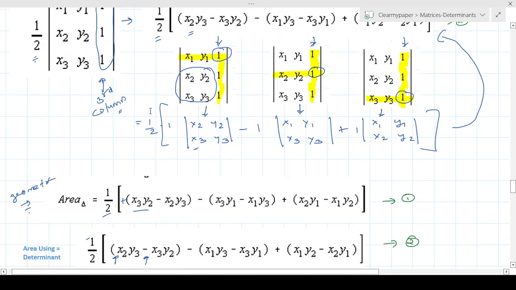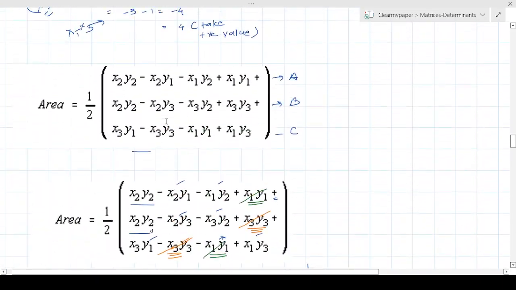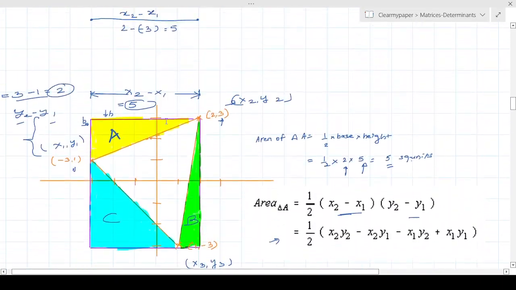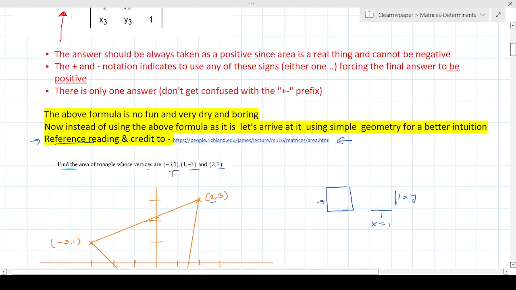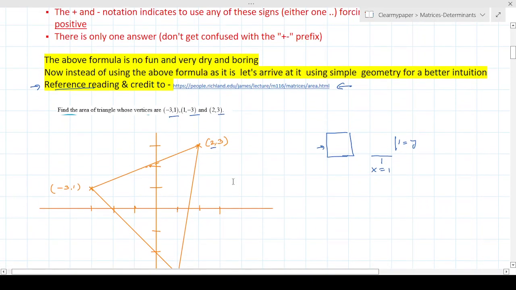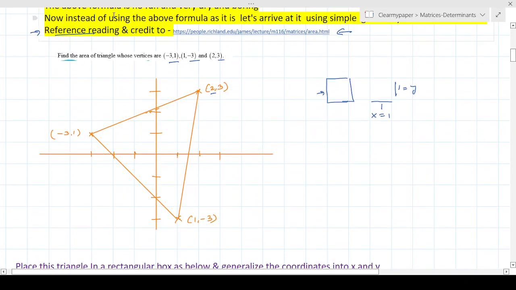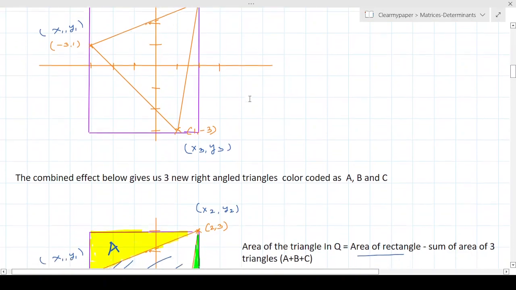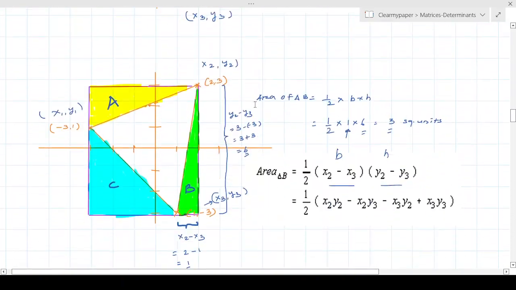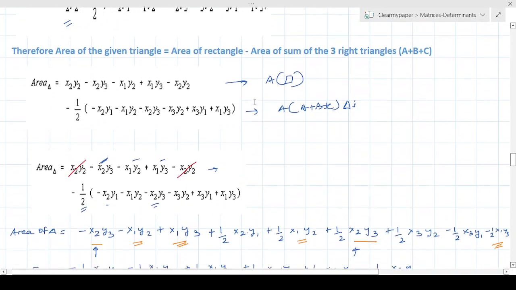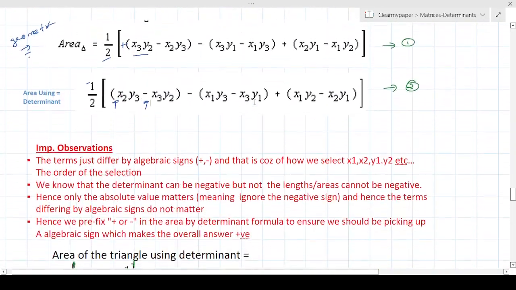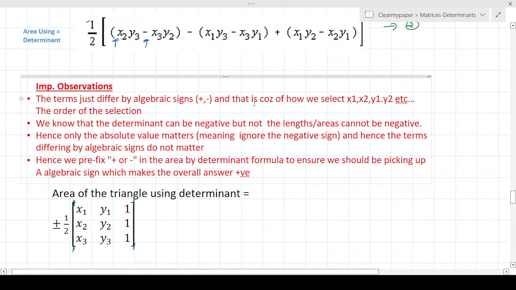The question had 3 vertices, and we randomly assigned them x1, y1 and so on, correct? The question did not tell which one is which. These are the 3 vertices, and we randomly assigned them. So I could have picked any one as x1 and y1, or any one as x2 or x3, or vice versa, and that would have changed the whole computation. But we picked a particular order, and that's the reason there is a notable difference in the algebraic sign. That's number 1. The order of the selection matters.